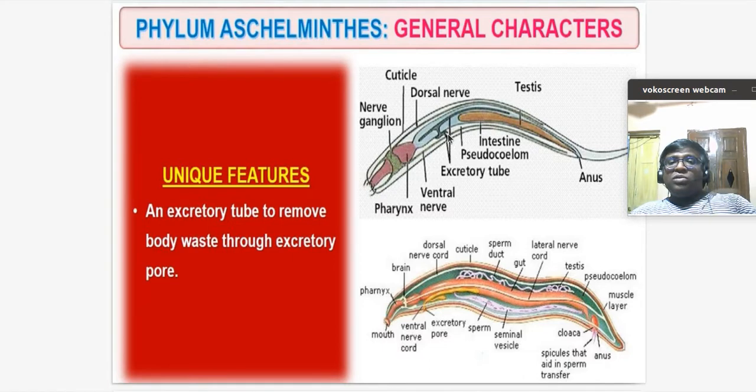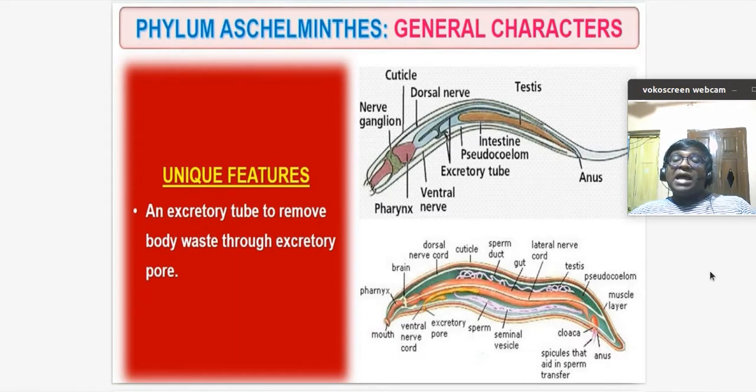So they exhibit bilateral symmetry. Then you also find a complete digestive system. The unique feature is an excretory tube found to remove the body waste through the excretory pore, that is, the anus is found here. So for Aschelminthes, you should remember the example of roundworm.